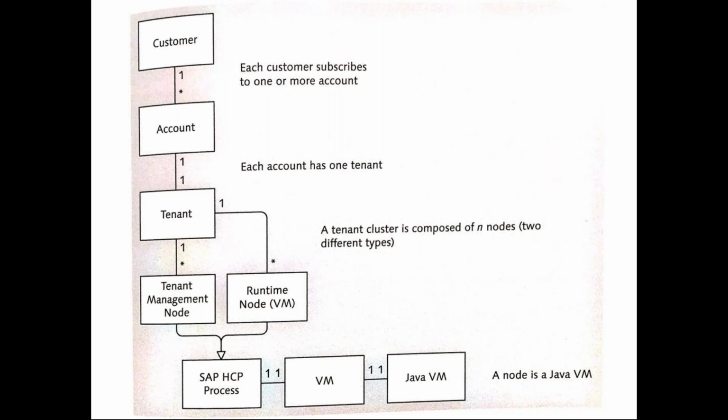Then each account has one tenant. For example, if the customer is using three tenants, like a development environment, a test environment and a production environment, then he has three accounts and the three accounts have three tenants. Next, each tenant has two nodes: a tenant management node and a runtime node.